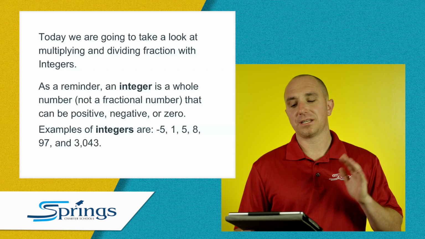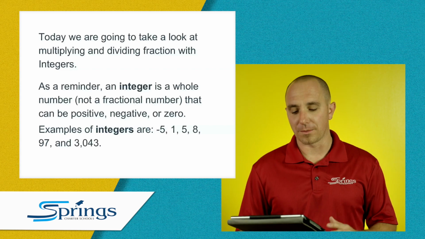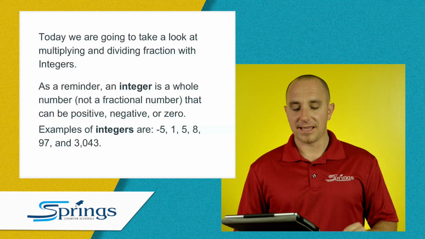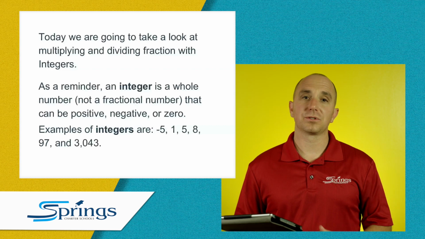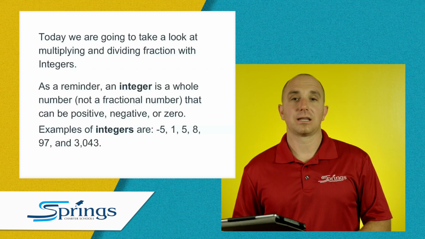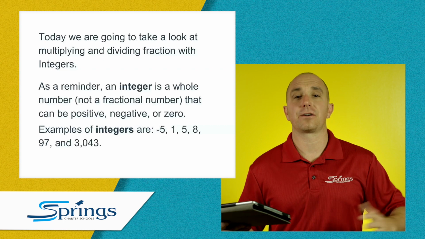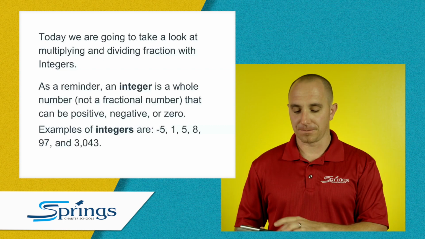Okay, so today we're going to take a look at multiplying and dividing fractions with integers. As a reminder, an integer is a whole number, not a fractional number, and it can be positive or negative or 0. Quick examples of integers are -5, 1, 5, 8, 97, -85, it doesn't matter. Any number that's a whole number, whether it's positive or negative, is an integer.